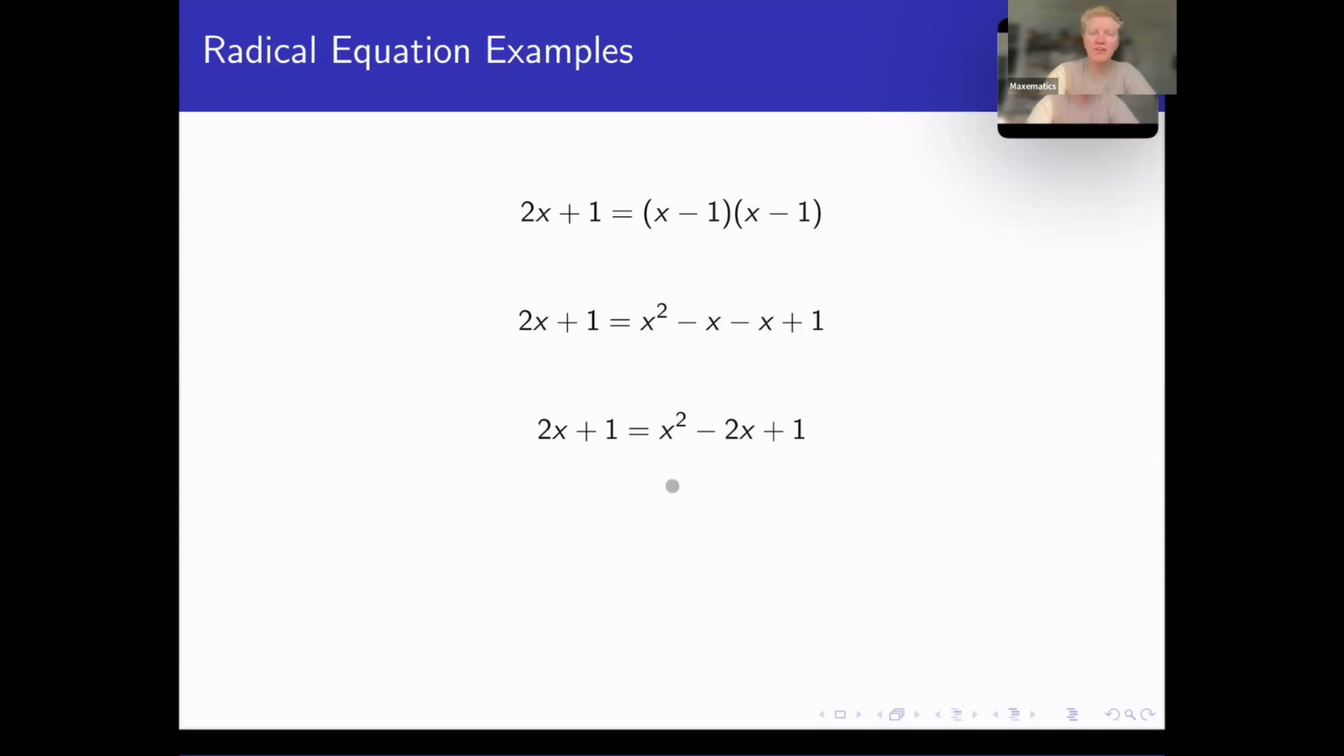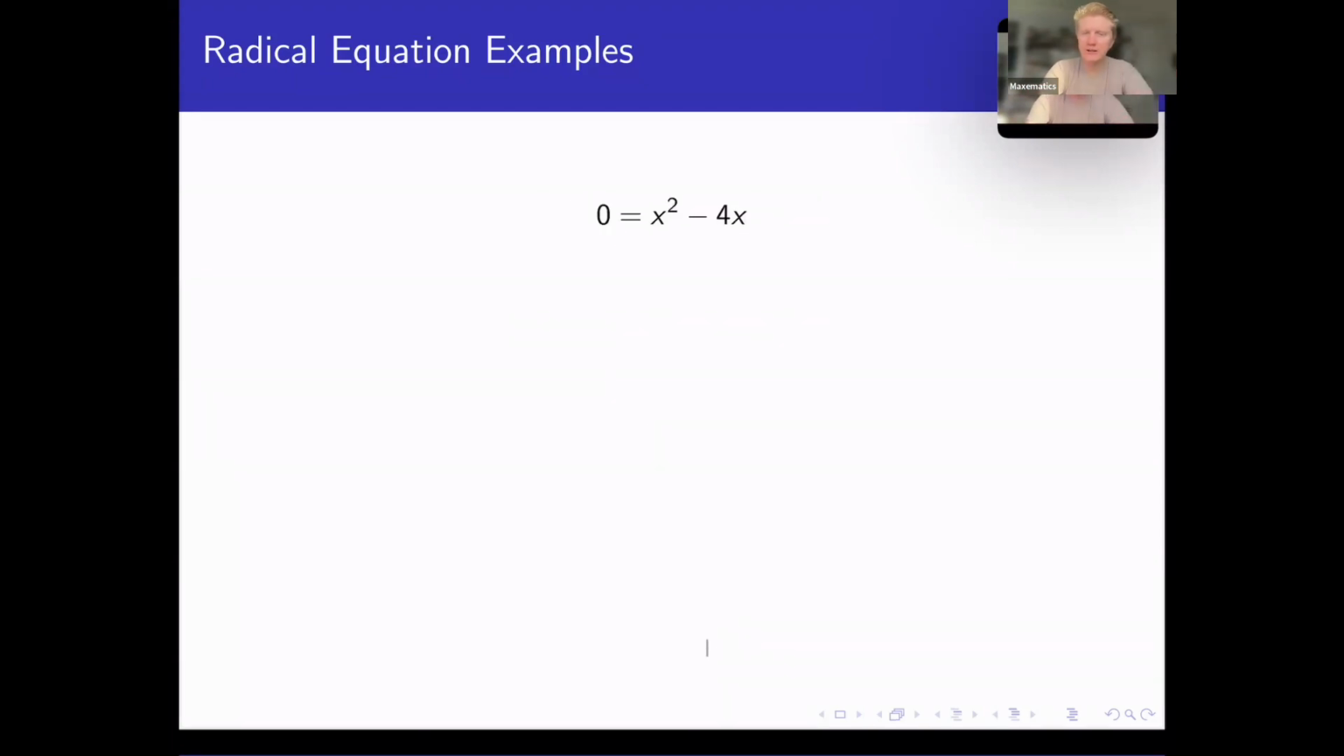Let's bring everything to one side. Let's subtract 2x. Let's subtract 1. All right, after we combine, 1 and negative 1 goes away. Negative 2x and negative 2x becomes negative 4x. And now from here, factor out x, set each one equal to 0. We get 2 solutions.